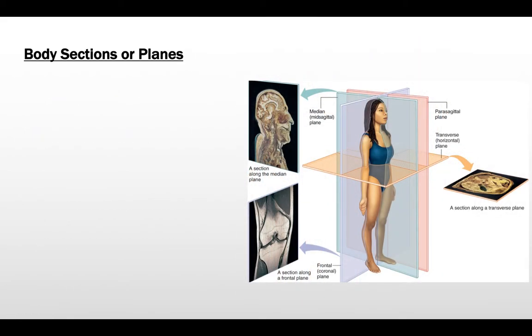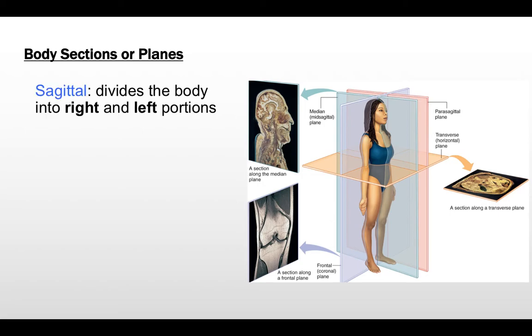Okay, the other piece of this standard is body sections or planes. There's 3.5 ways we can cut a person. We can cut them sagittally. So a sagittal cut divides the body into right and left portions. So here on this person, it's this teal image. That's the sagittal cut. This, I learned, is derived from the astrological sign Sagittarius, which is the archer.